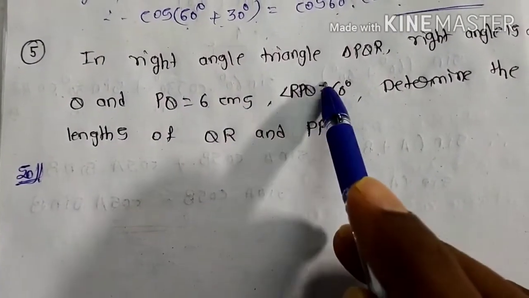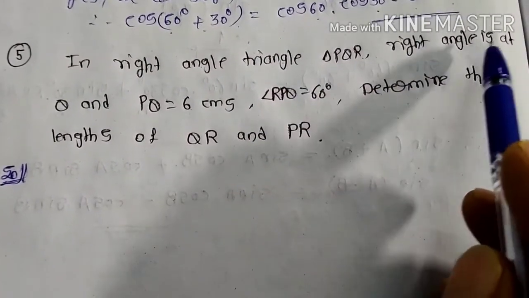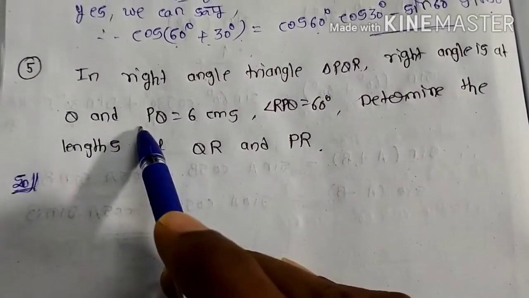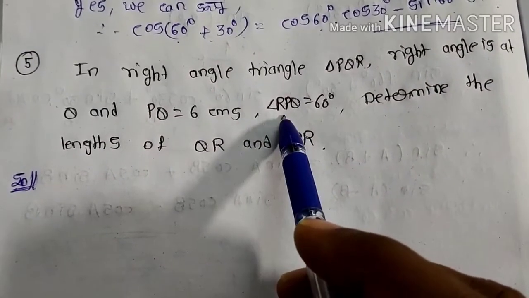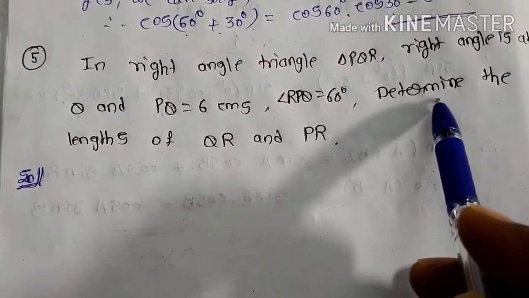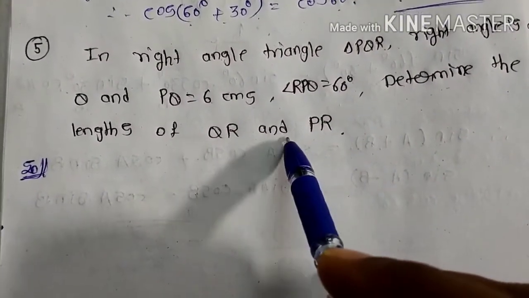See here, question number 5. In right angle triangle PQR, right angle is at Q. That means here angle Q is equal to how much? 90 degrees. And PQ is equal to 6 centimeters. Angle RPQ is equal to 60 degrees. Determine the lengths of QR and PR.